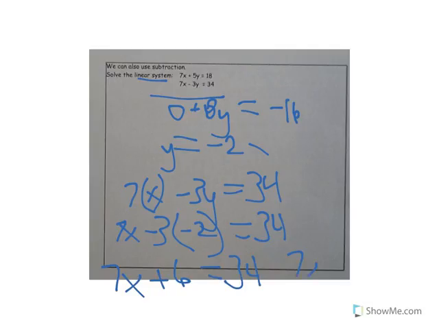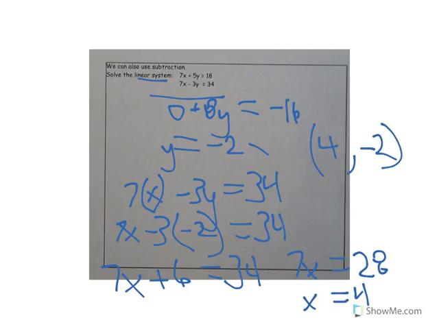So 7x is going to be equal to, well, I have to subtract 6 from both sides. It's going to be equal to 28. And so x is going to be equal to 4. So my point is going to be 4, negative 2. Plug that in and you'll see that that should work. I just want to mentally check it. I mentally checked it in these two, and yes, it is a solution.